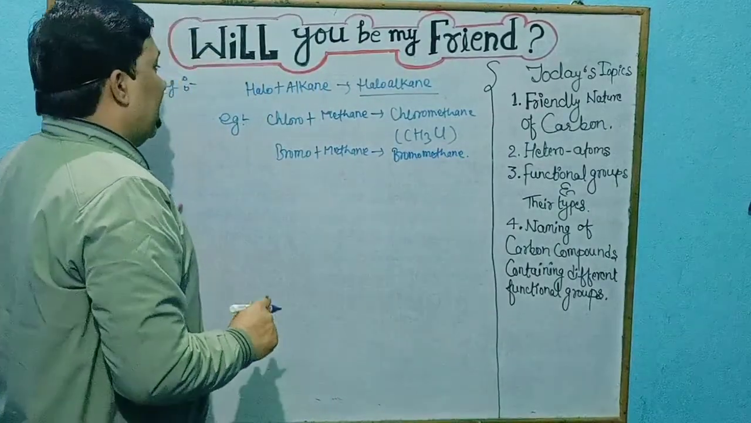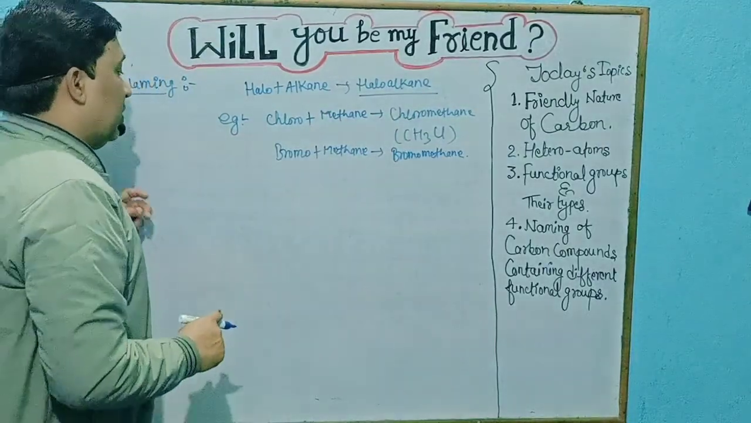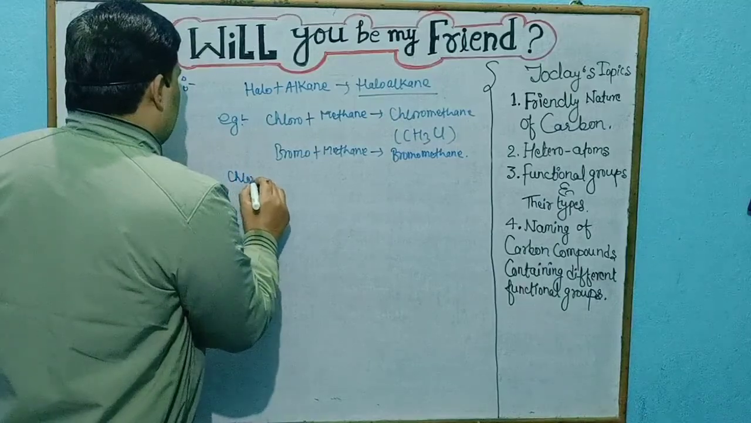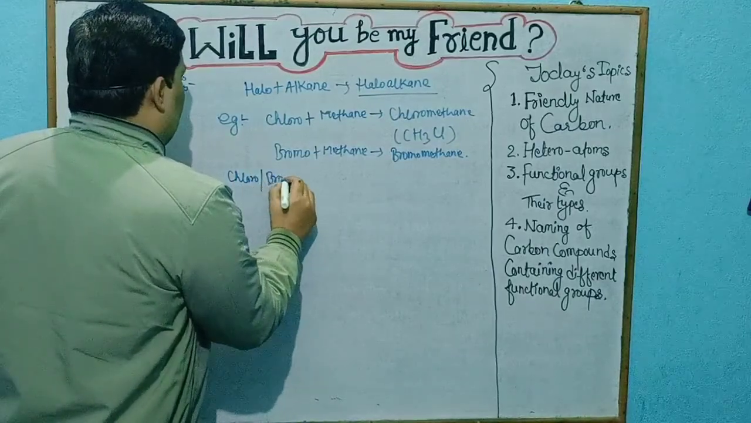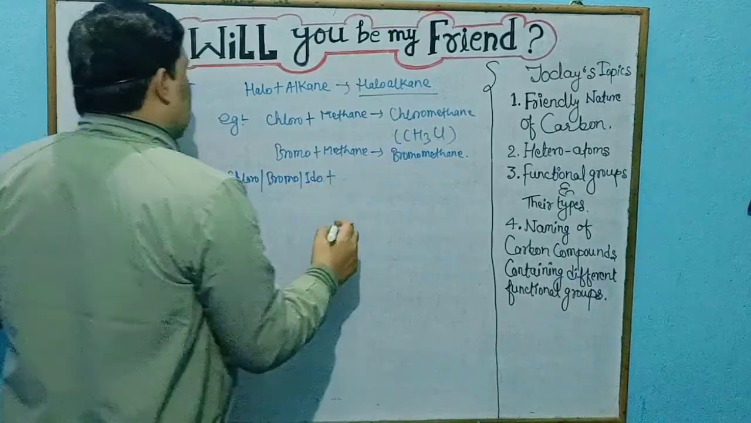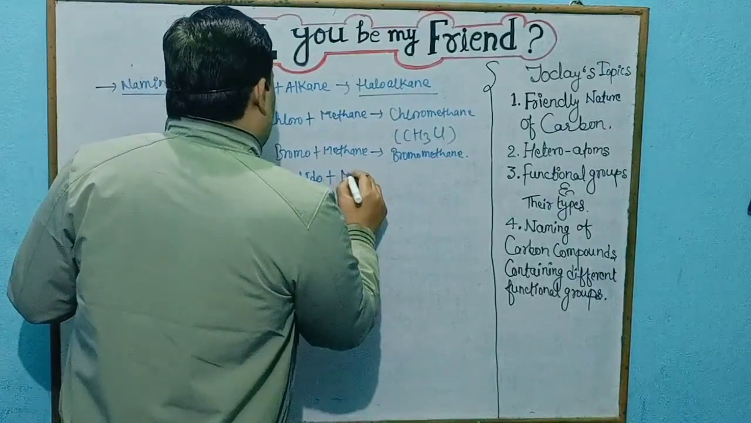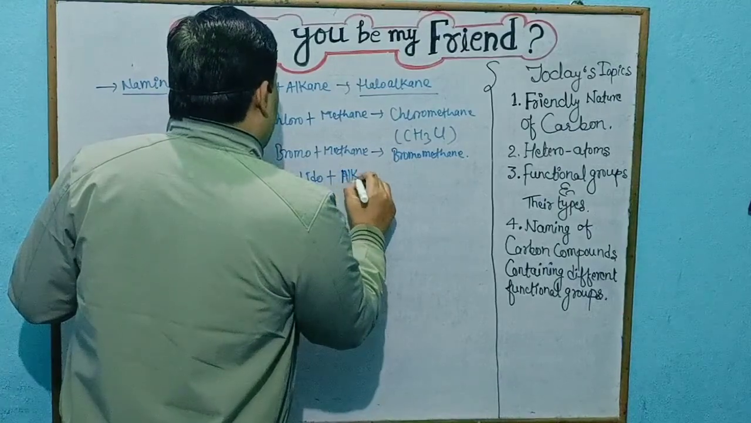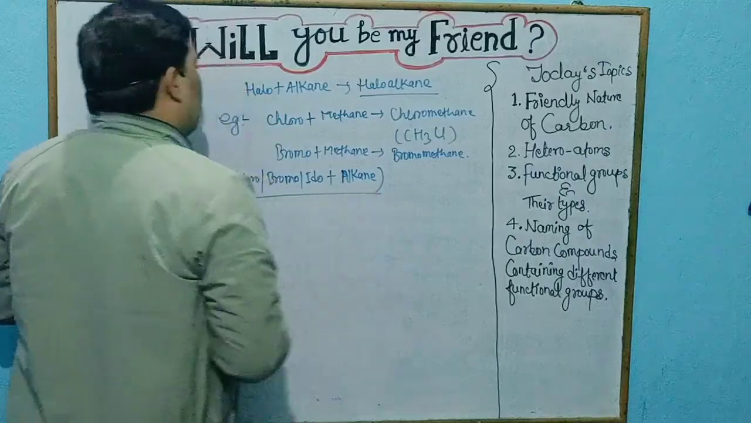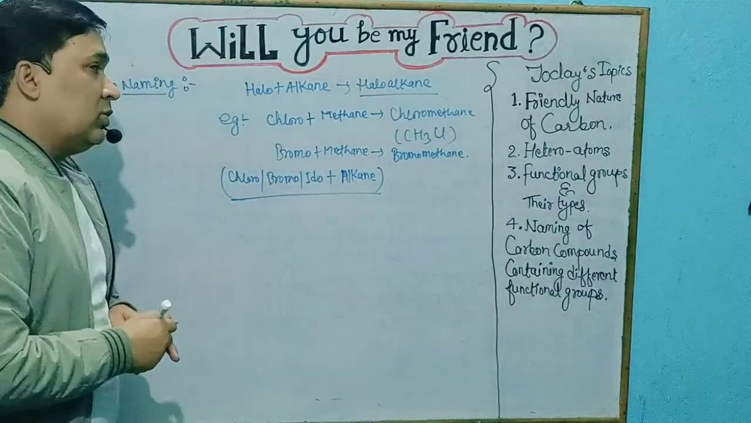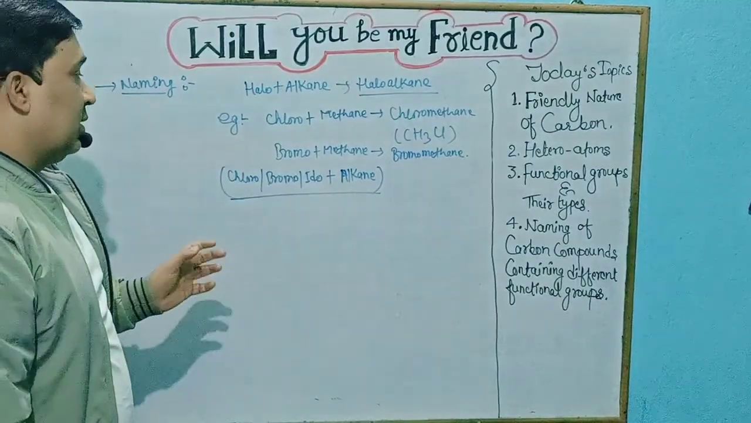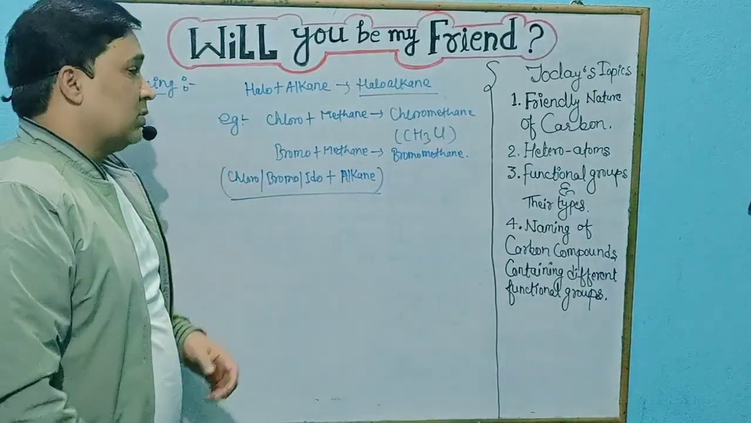So the hydrocarbons containing halogens are named using the prefix chloro, bromo, iodo plus the parent alkane. So using this method, you can generally name the carbon compounds, that is, hydrocarbons containing halogens.